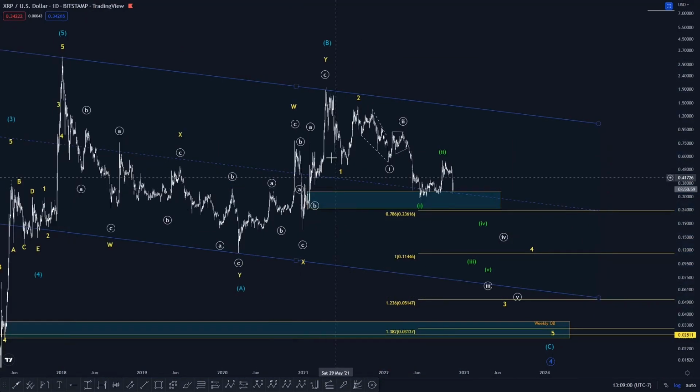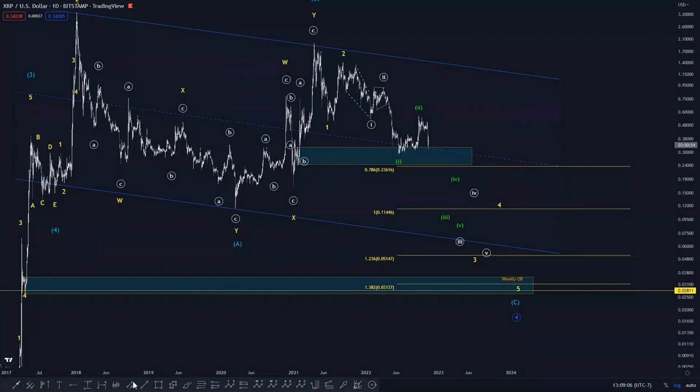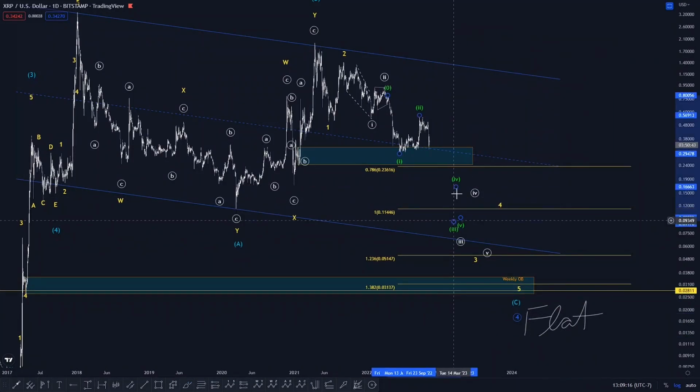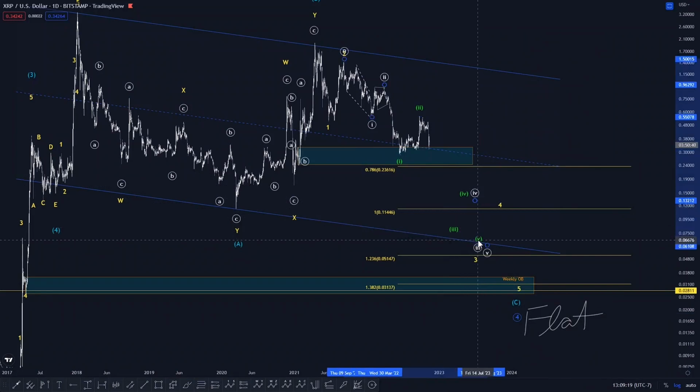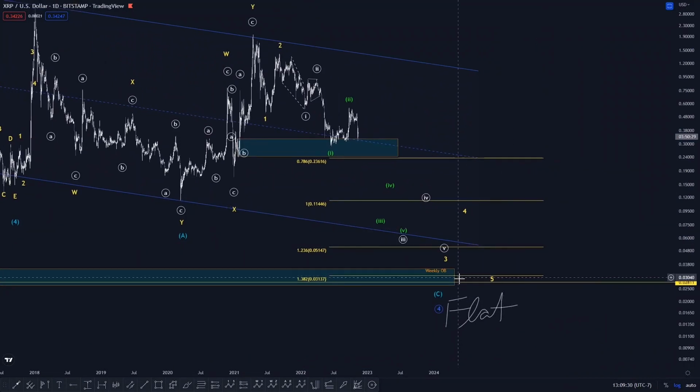So right now we have a flat structure. So this 4, we're looking at this 4 as a flat. We have a 3 4, a 3 4, and then a 3 4. I think it would break down past this channel too. That'll be the capitulation event right here for XRP. It's just breaking down past this channel.